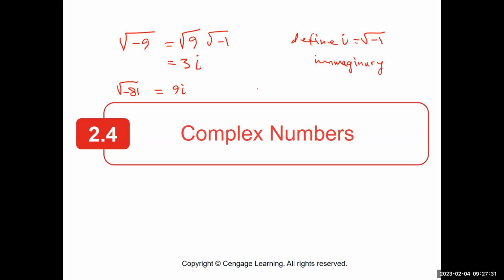Interesting enough, we're going to do this a lot: i squared is equal to square root of -1, everything squared. Well, the square will cancel the square root, so that's equal to -1. Extremely important: i squared equals -1.